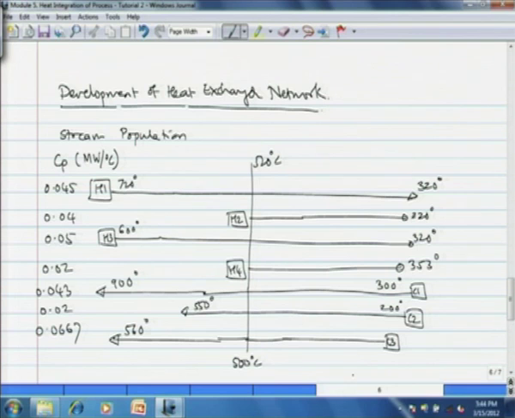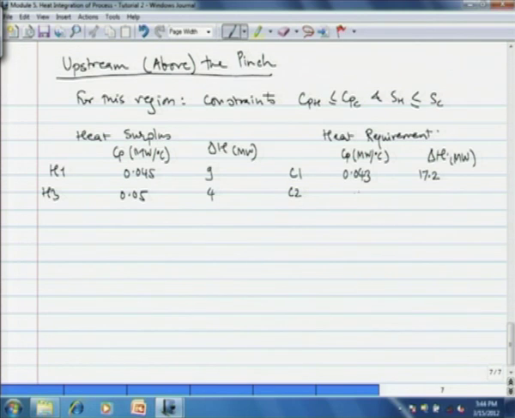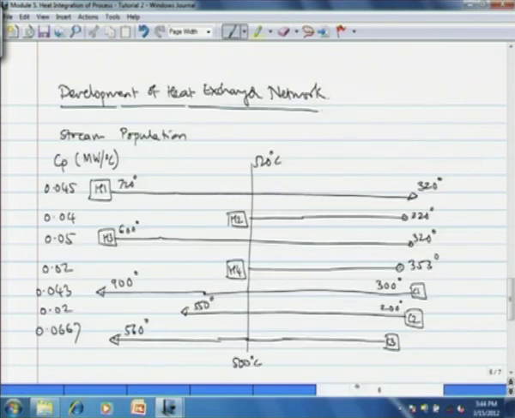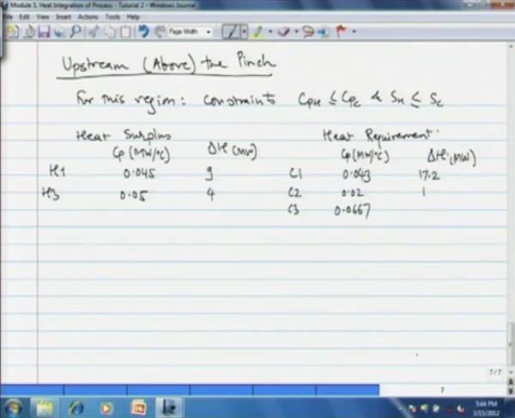Then C2 is going from 500 to 550, it has a CP value of 0.02. So, 0.02 into 50 is 1 megawatt and C3 has heat capacity flow rate of 0.0667 and it is going from 500 to 560 degrees. So, 60 degrees jump and therefore, it has a delta H of 4 megawatt or heat requirement of 4 megawatt.